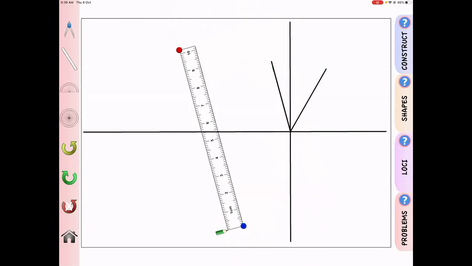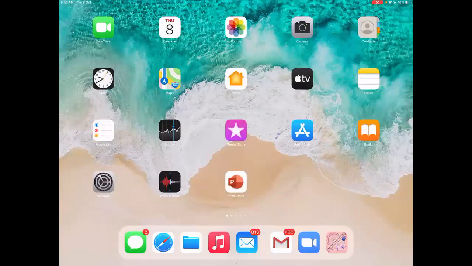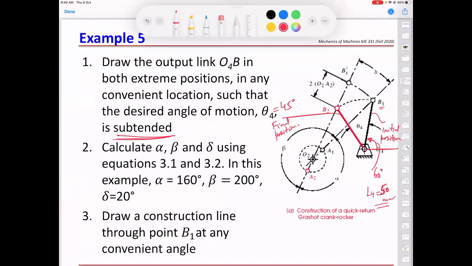The second point is calculate alpha, beta, and delta using equations 3.1 and 3.2. In this example, alpha we already calculated, right? So let me just show you the steps. By the way, these values are not correct. I corrected them in the slides, but this is not the updated slides. So alpha we calculated 156.5, beta 203.5 degrees, and delta is 23.5 degrees. Okay, so we already calculated.